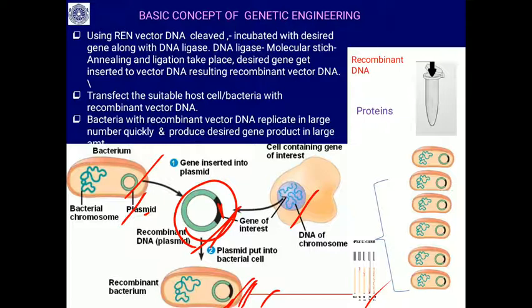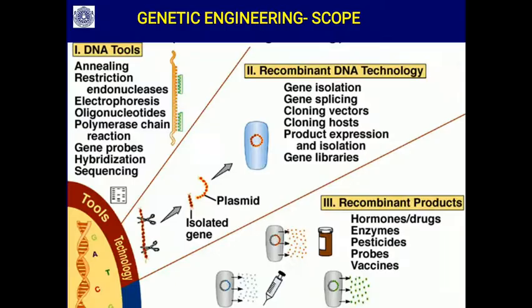Or else we can also harvest the protein produced by the desired gene. So that is how genetic engineering works. After the vector DNA, this is the vector DNA, it has to be transfected, transferring this recombinant vector into the host cell. Then this bacteria replicate in large number quickly and produce the desired gene product in large amount within no time. So that is the advantage of this. So what is the scope of genetic engineering?